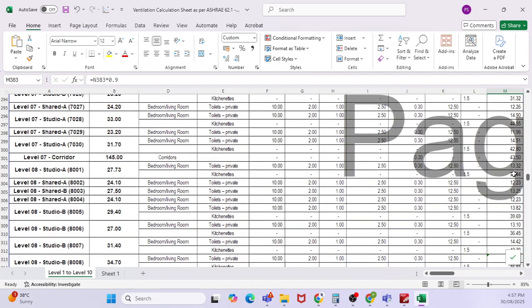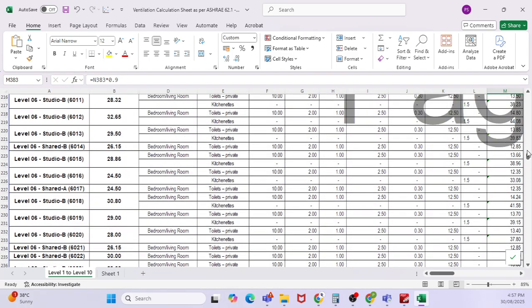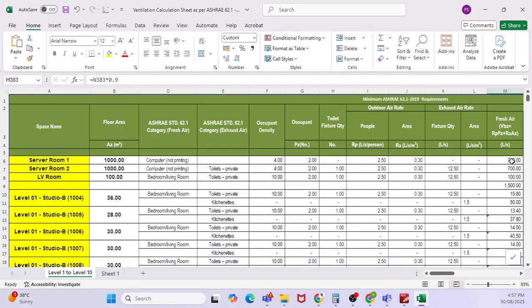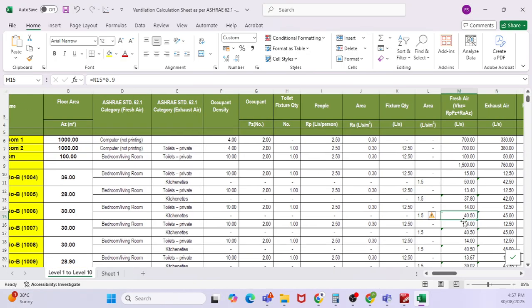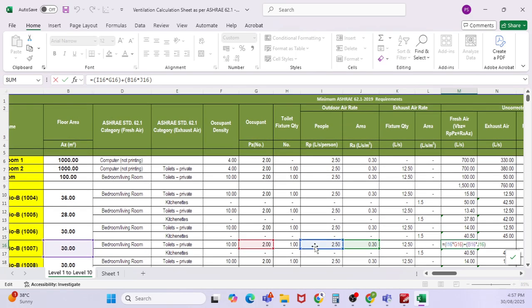Say for example, if I have fresh air, I'm going to use this equation here. So what is the equation? You can see the number of occupants multiplied by the outdoor airflow rate required per person. So it will give you fresh air.